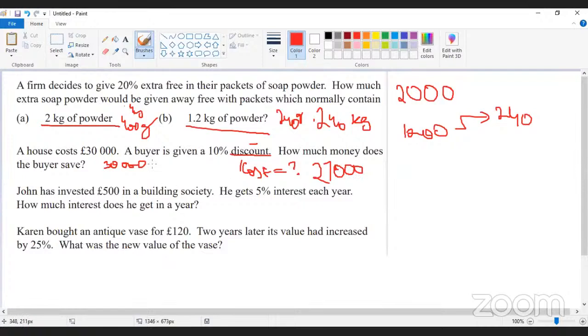Some of you have already given the answer as 27. No, it is just 3,000. That is the discount amount. How much does the buyer save? He's saving 3,000. But how much did he buy? He bought it for 27,000.